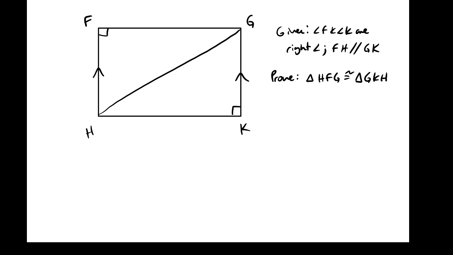Because we've done proofs like this already, right? Where we've shown that, oh, okay, well, we have right angles, right? So all right angles are congruent, okay? Of course, I'm just rewriting my given here.